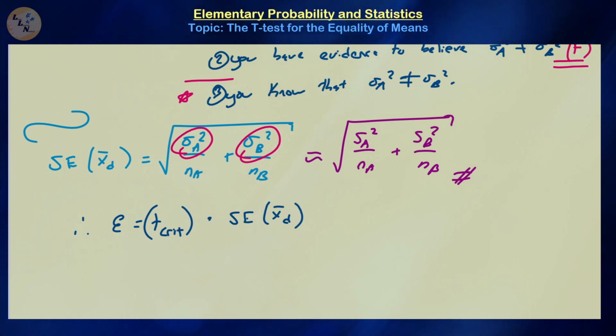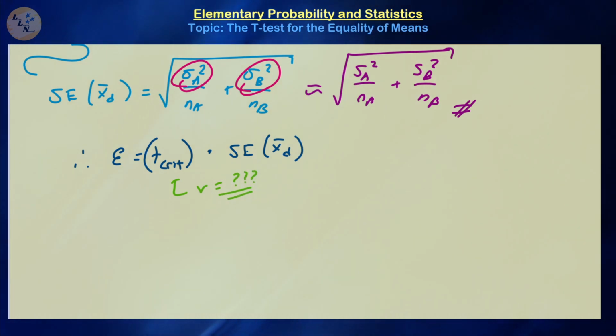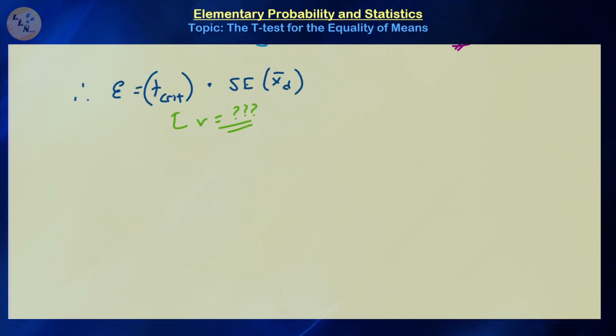Now, here comes the downside of the last one. What are we going to use for the degrees of freedom? Are you going to use the first one, the second one, a weighted average? Yes, the weighted average of these degrees of freedom. But what would an appropriate weighted degrees of freedom formula look like?